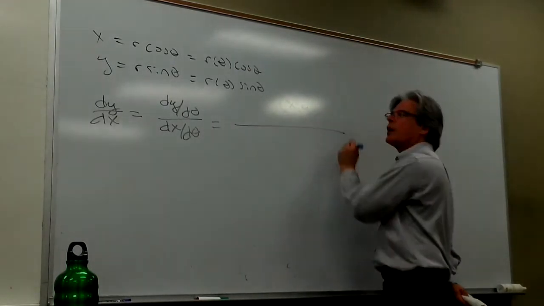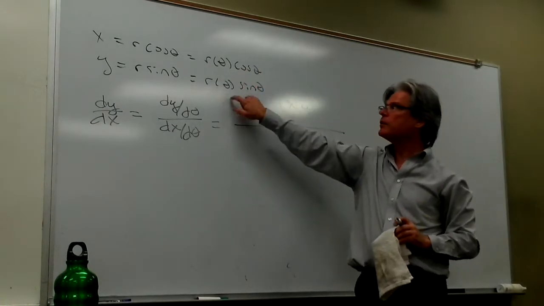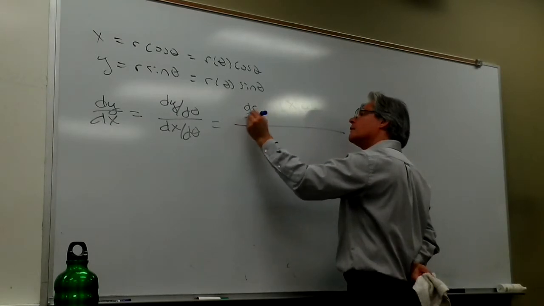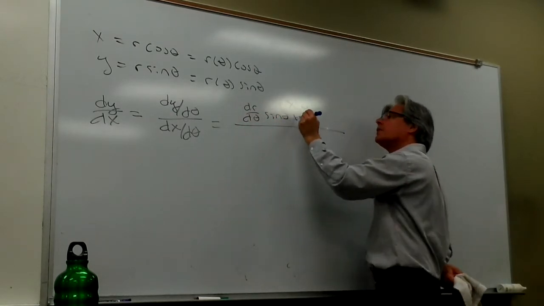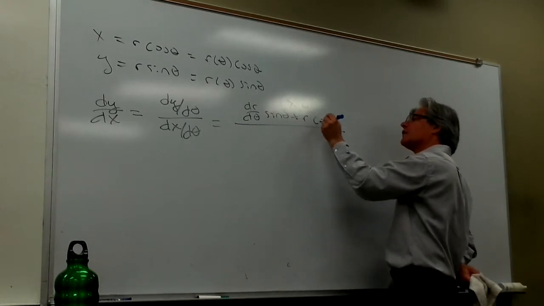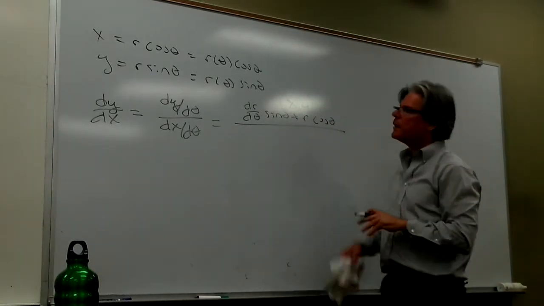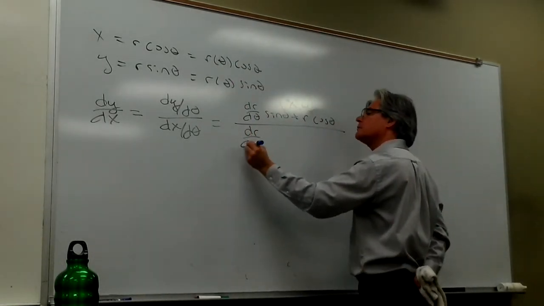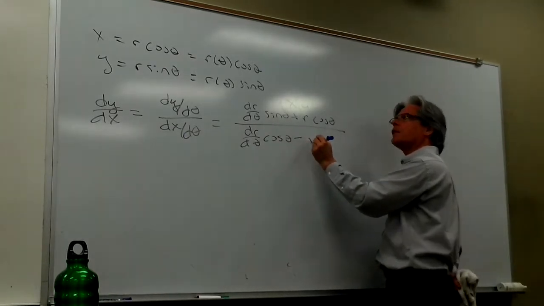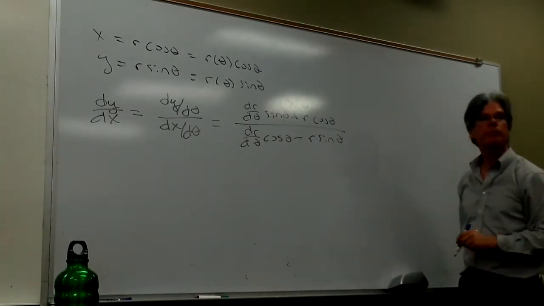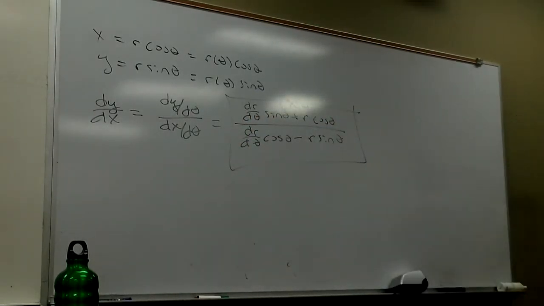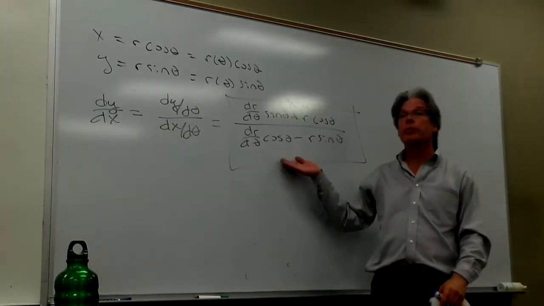But that gives me a fraction where upstairs is dy/dθ. Let's compute dy/dθ. I've got to use a product rule. I think it's dr/dθ times the sine of theta plus r times the cosine of theta. Another name for dx/dθ is, I better use a product rule here too. I get dr/dθ times the cosine of theta minus r times the sine of theta. Here's how you can compute slopes of tangent lines for polar graphs.